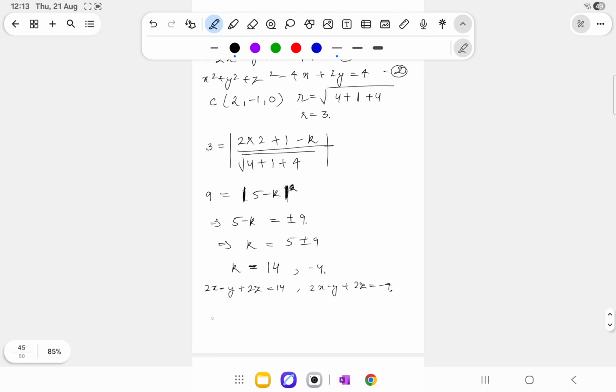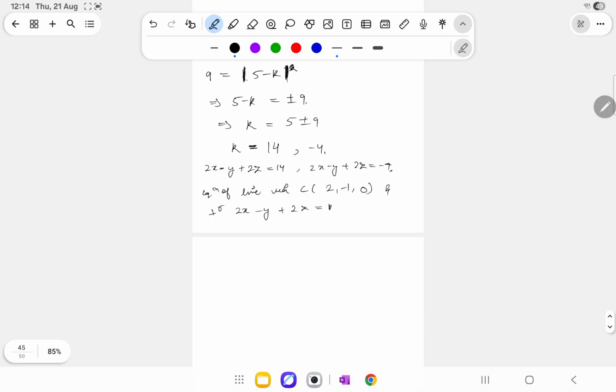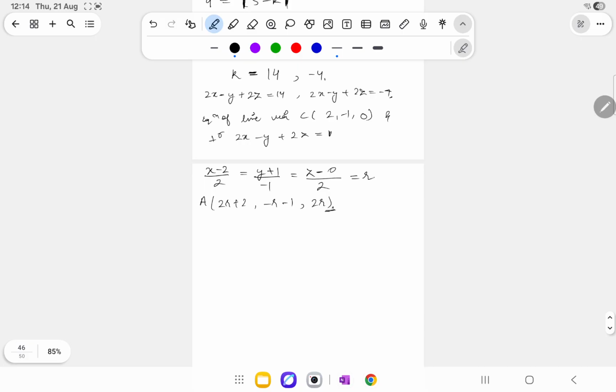For that we can easily find the equation of the line passing through the center and perpendicular to the plane. The equation of the line via the center, that is (2, -1, 0), and perpendicular to a plane of the form 2x minus y plus 2z equals k, will be (x minus 2) upon 2 equals (y plus 1) upon -1 equals (z minus 0) upon 2 equals r. Any arbitrary point on this line will be (2r plus 2, minus r minus 1, 2r). If the tangent is touching the sphere, then this point must lie on the plane.